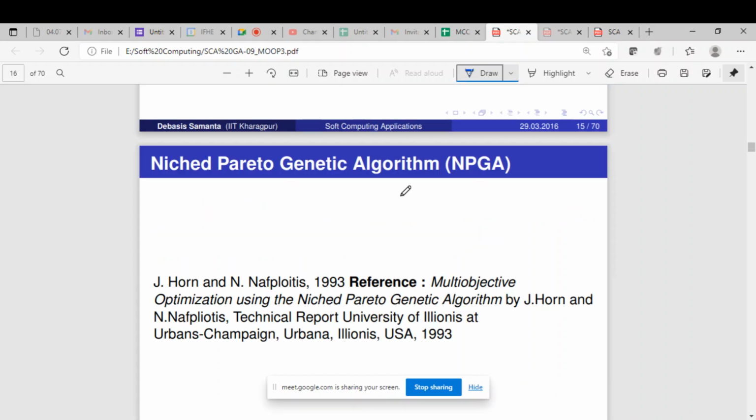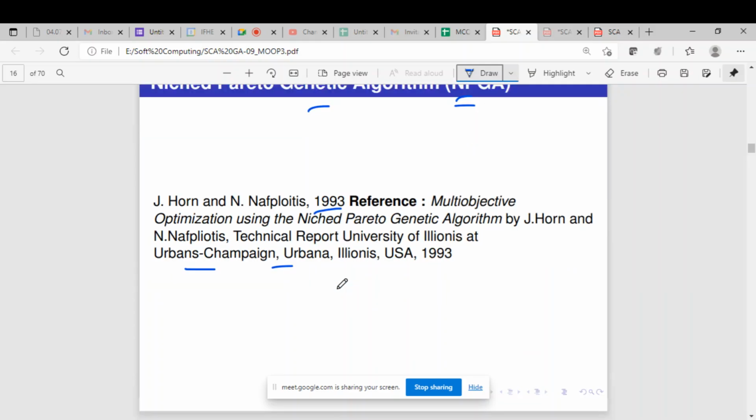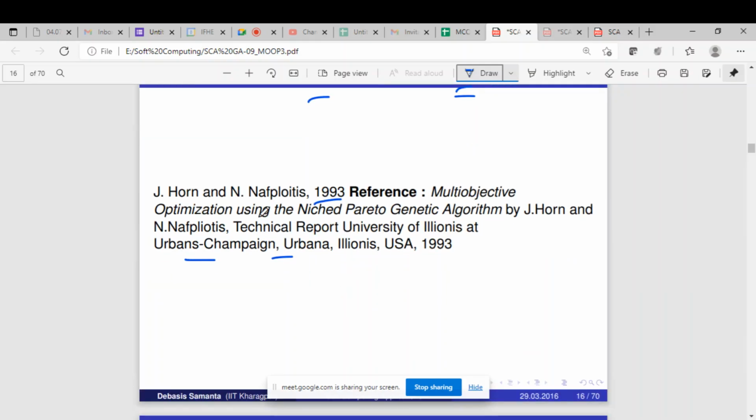The next approach that we are going to discuss is NPGA. NPGA stands for Niched Pareto Genetic Algorithm. It is available in a technical report from the University of Illinois; it's not a journal, it's a technical report from this university. I think it is available online, so if you want, you can check it out. It is in this paper by J. Horn and Nafpliotis, introduced in the year 1993: multi-objective optimization using the Niched Pareto genetic algorithm.